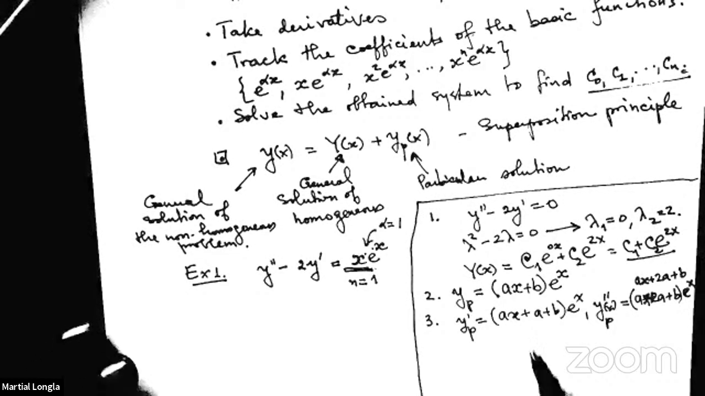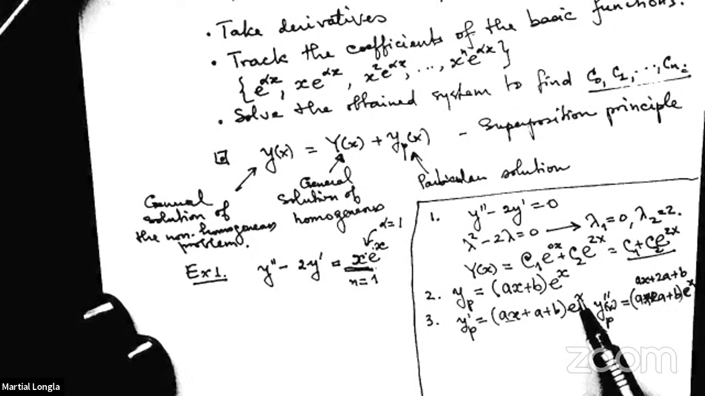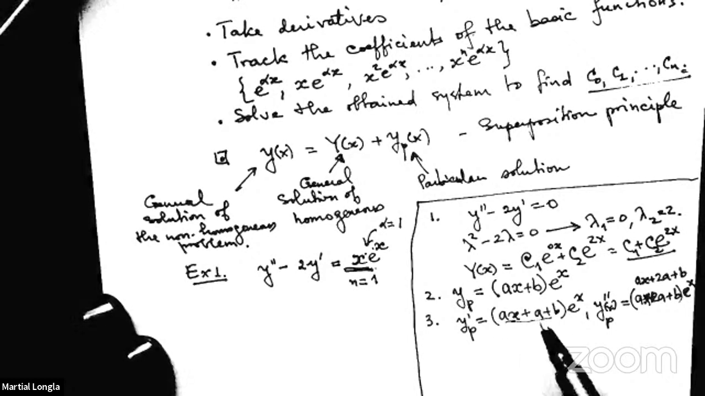Why is that? Because it's a product rule. Derivative of this, you take derivative of that, which is a plus multiply by e to the x. Derivative of e to the x is the same thing, so you get a plus the same thing you have there. That's why it's ax plus 2a plus b.